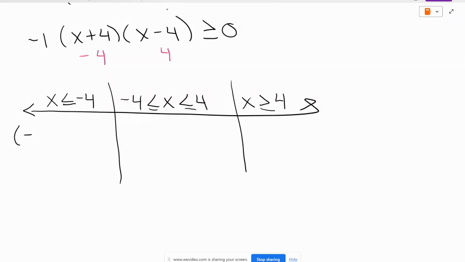So what is this? A negative. Everything needs to be multiplied by that negative sign.